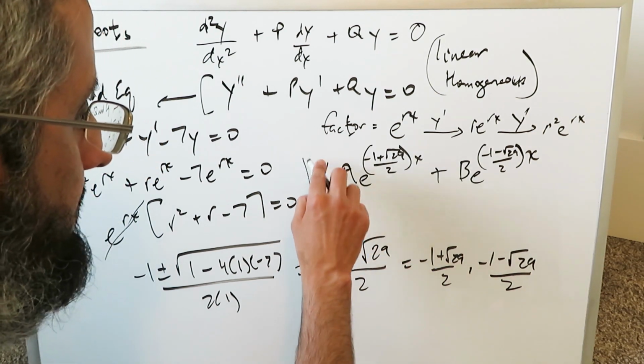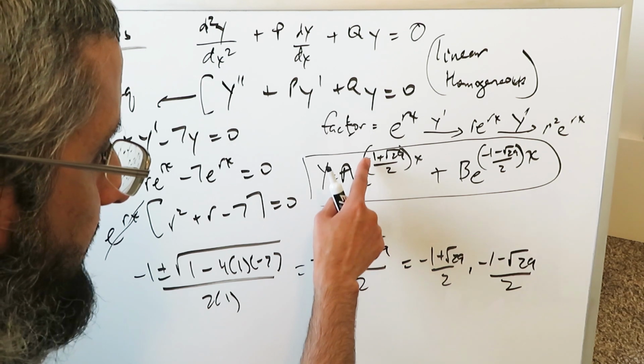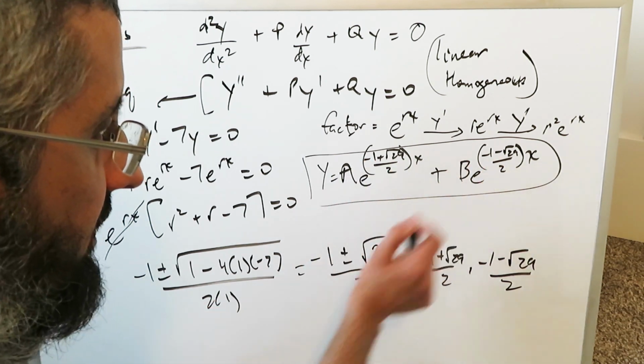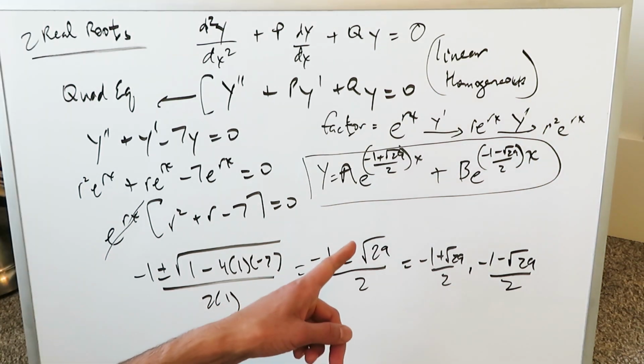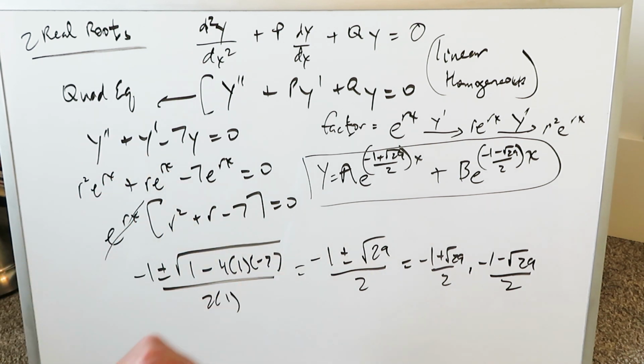But you see, here's our solution to your question. Y is equal to a e to the power of minus 1 plus root 29 over 2 x, plus b e to the power of minus 1 minus root 29 divided by 2 x. The generalized solution form for this differential equation right over here. And that question has been completed and the answer is good.